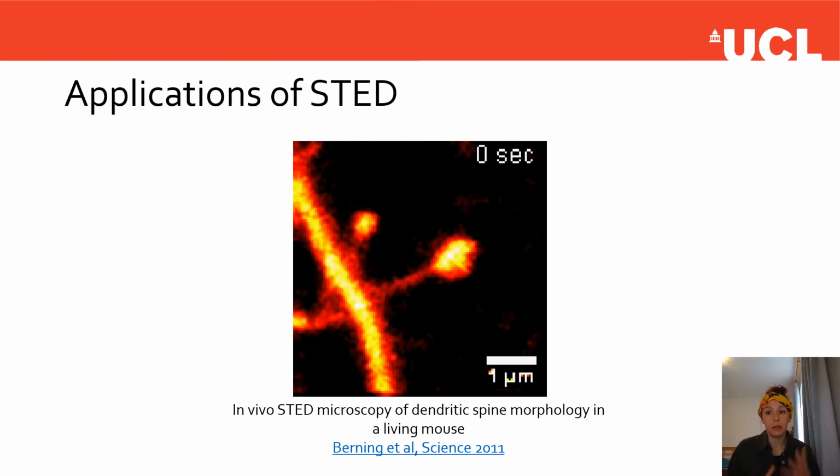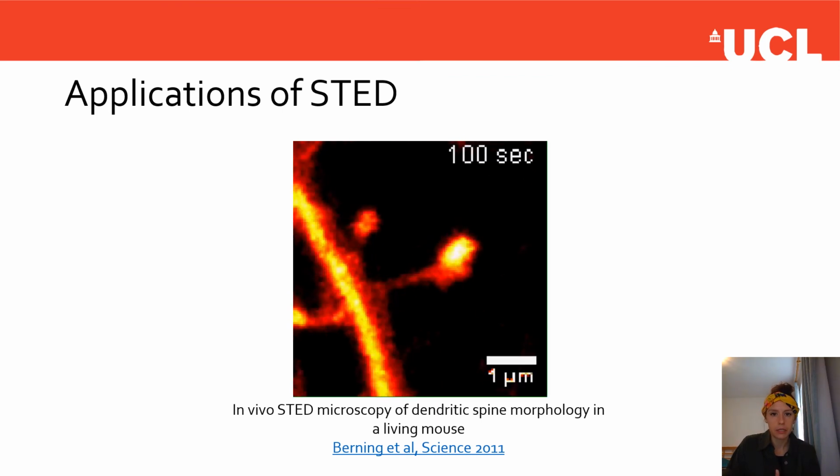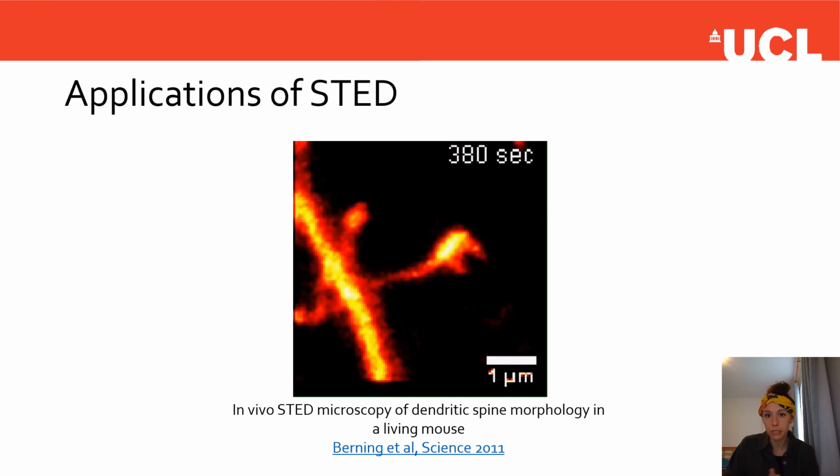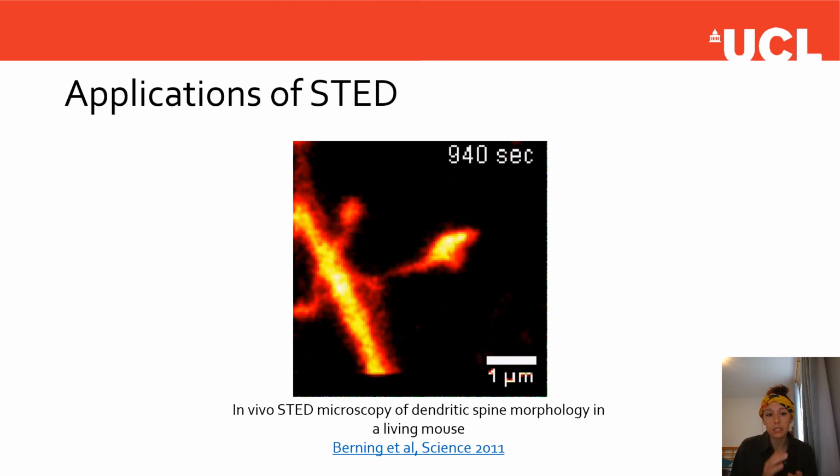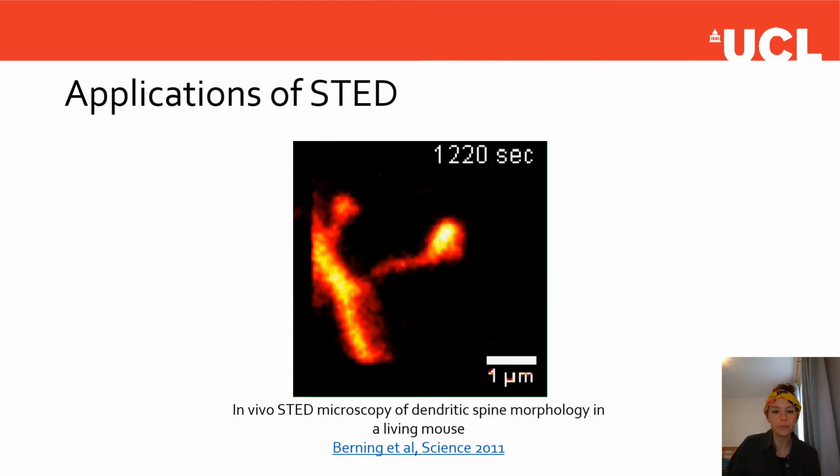STED is also really popular for neuroscience in particular, and that's of course because we really like these advantages of confocal microscopy. We can penetrate quite deep into tissue. And here's an example of in vivo STED microscopy. This is in a living mouse, and this is looking at dendritic spine morphology. The mouse will be expressing some kind of fluorescent protein within these dendrites. And here you can see really fast temporal resolution, really high spatial resolution, to capture in a living animal changes in dendritic spine morphology. Very cool.